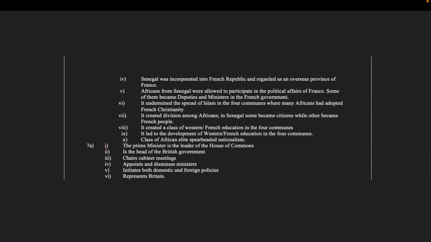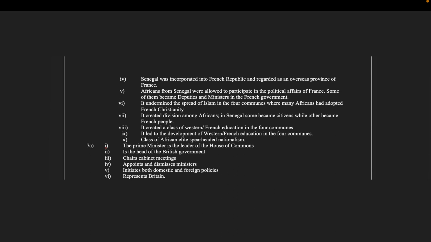Senegal was incorporated into the French Republic and regarded as an overseas province of France. Africans from Senegal were allowed to participate in the political affairs of France. Some of them became deputies and ministers in the French government. It undermined the spread of Islam in the four communes where many Africans had adopted French Christianity.